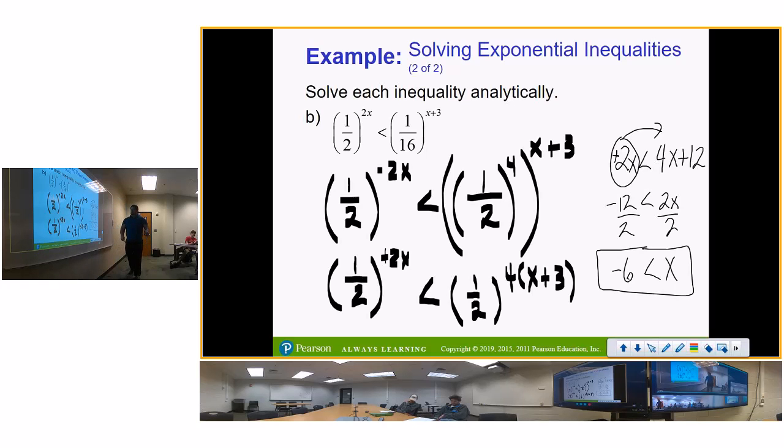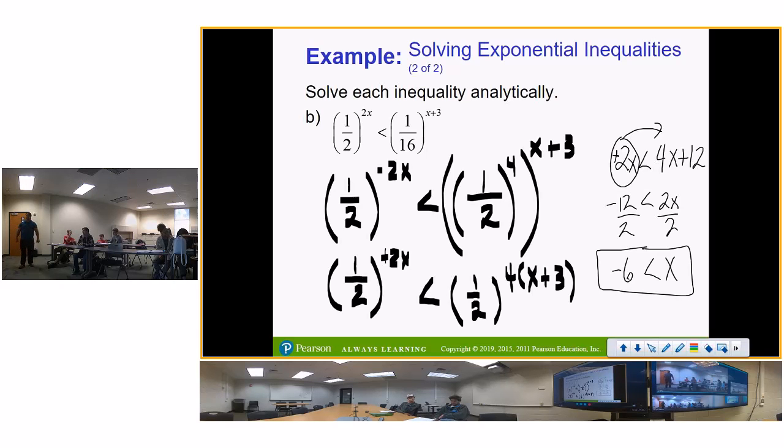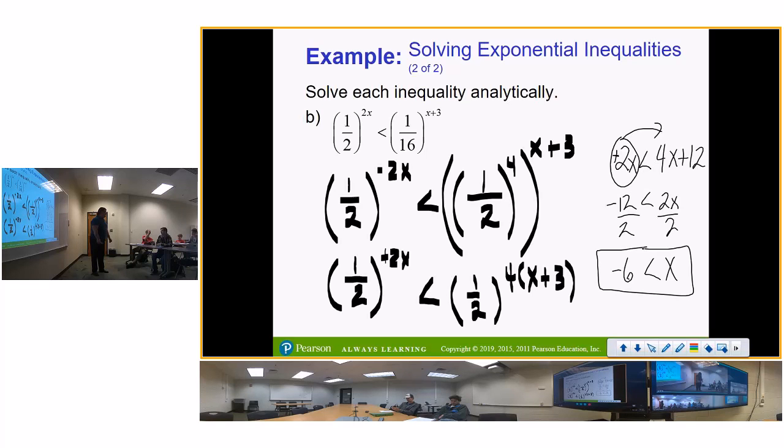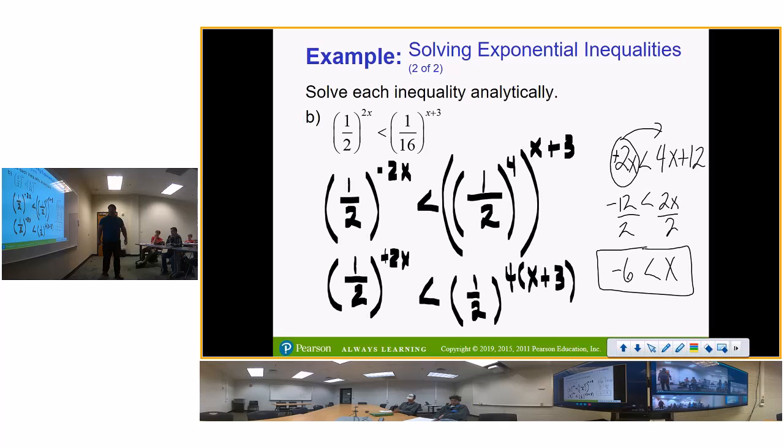But when you divide by the negative, wouldn't it flip? I don't teach that way. I keep the variable positive. Oh, I did the right thing anyway. Yay.